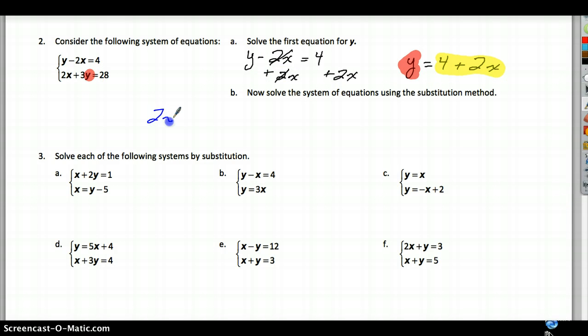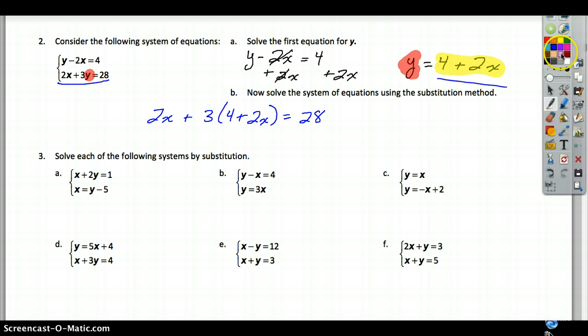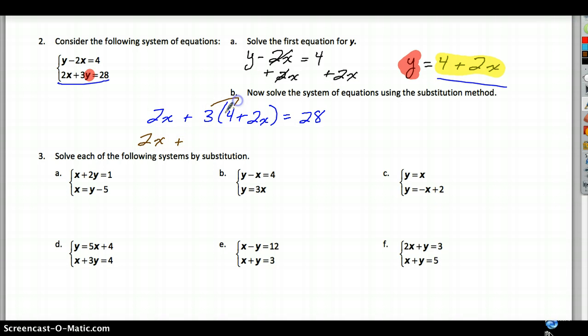So that was 2x plus 3y equals 28. And I got that from this equation right here. Because we solved the first one, so we plugged that into the second one. Now we said instead of y, we're actually going to substitute 4 plus 2x, and we're going to solve this through now. Because we got one equation, one variable. 2x plus distribute the 3, so that's going to give me 12, plus 6x equals 28. Combine your like terms. 2x plus 6x is going to give me 8x plus 12 equals 28.